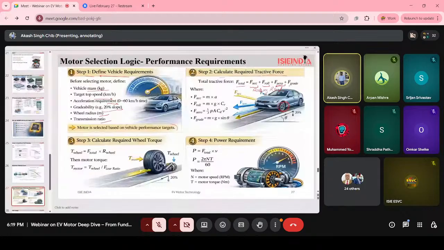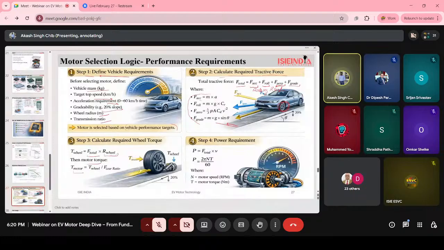And then comes the gradability. Gradability means there is a sloping area, and how much power is required to pull the vehicle up. We calculate that with these formulas. For the acceleration force we calculate it as m into a. Then comes the motor torque.